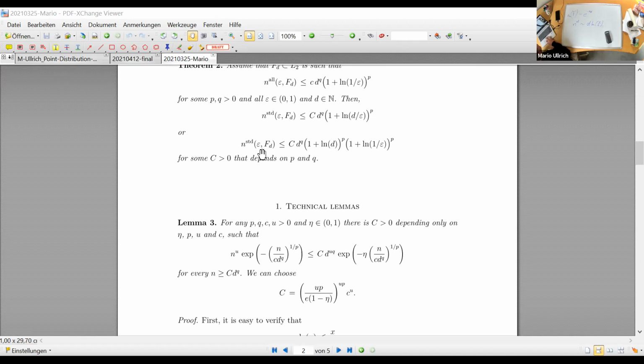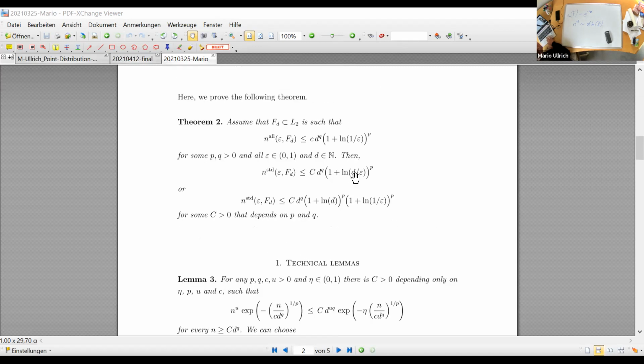And what we prove is if you can do it with arbitrary information with d to the q and log 1 over epsilon to the p, then you can do the same with d to the q and then some additional log d to the p power here. Ah, no, there it is. There's the d. It's correct. I'm sorry, I lost the d here. But yeah, that's also correct.